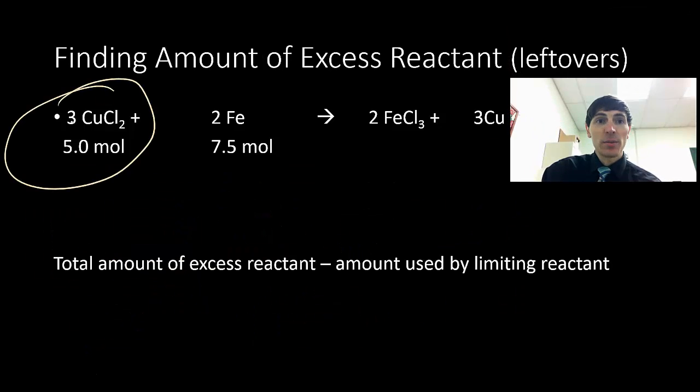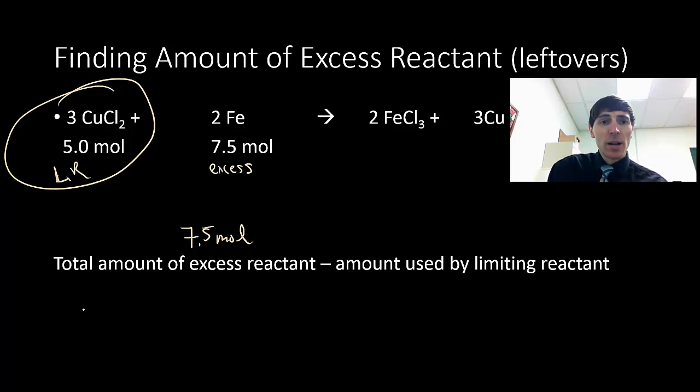The last thing I want to do, once we determine our limiting reactant, which we already said was this one, is find the excess, or the leftovers. In order to do this, we're just going to take the total amount of excess reactant. This is my limiter, this is my excess. So my total amount of excess was 7.5 moles. That's given in the problem. Minus the amount used by the limiting reactant.